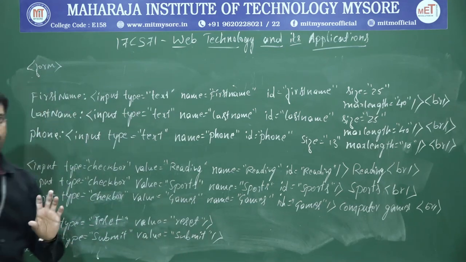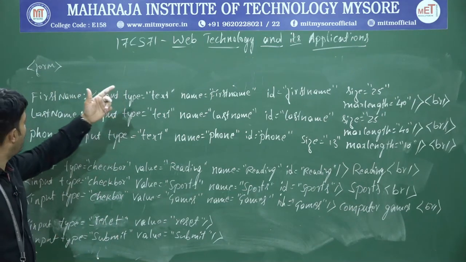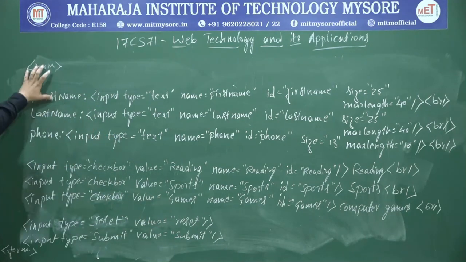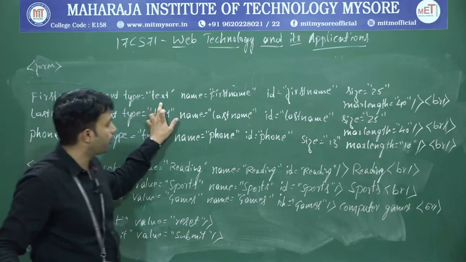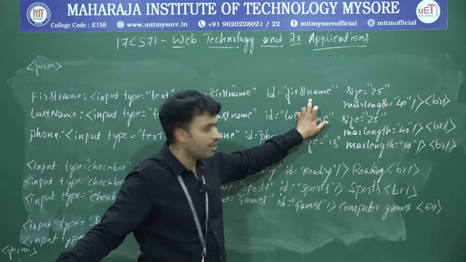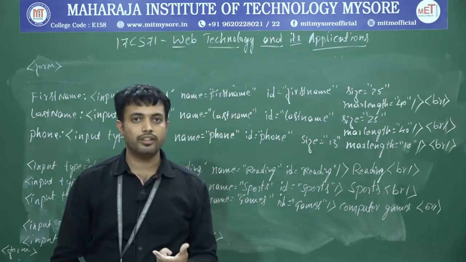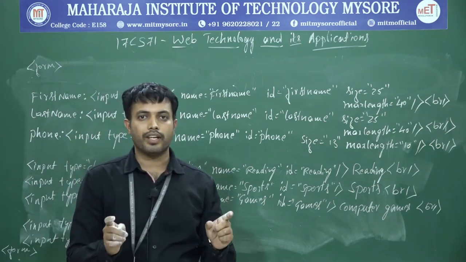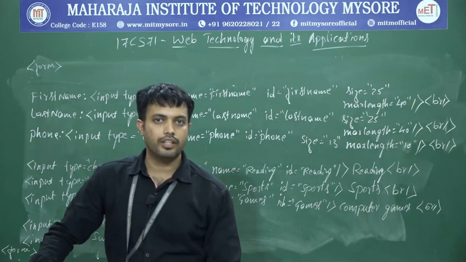Here is one more example. Here I have written only the code within the form. Again, the form has to be written within the body, and the body within HTML. Here I have written only the form code. Within that form, I have displayed first name followed by a text box. Name and ID are first name. Size is 25, which means the text box shows 25 characters at a time. The maximum length is 40, which means I can enter 40 characters in that text box.